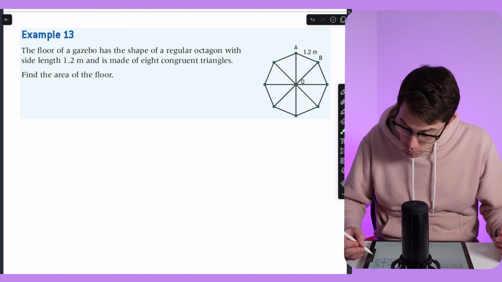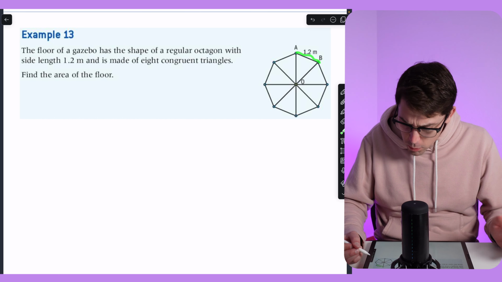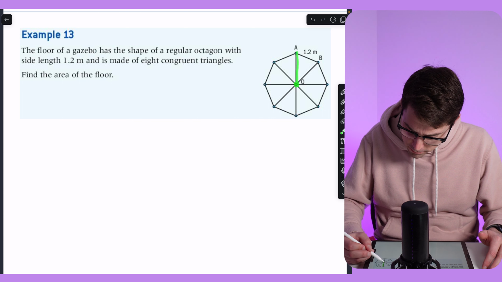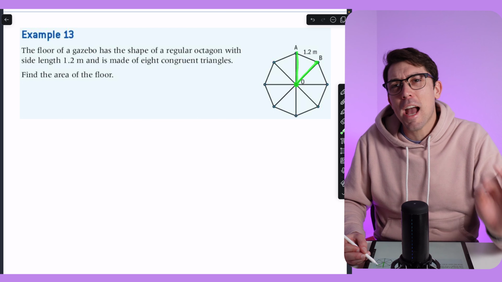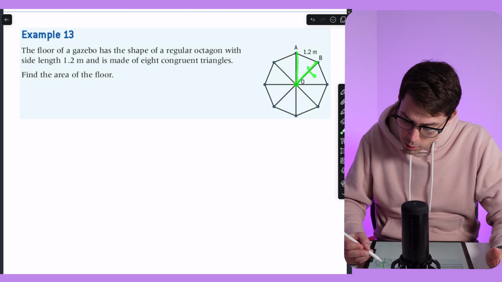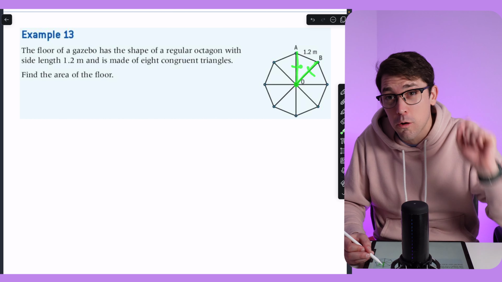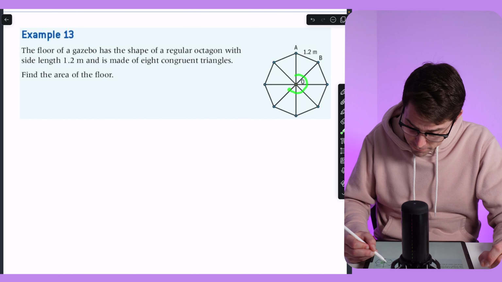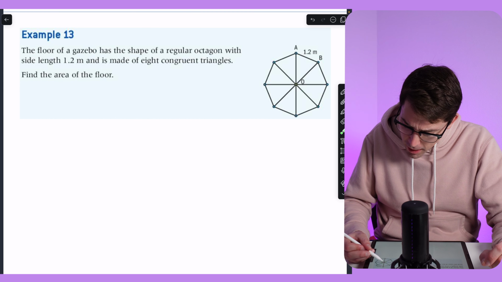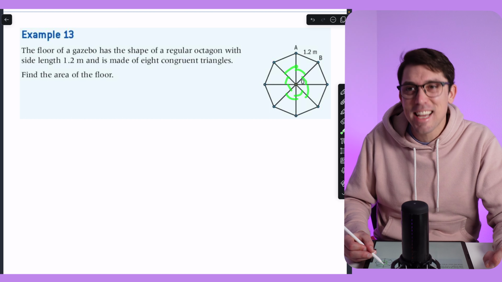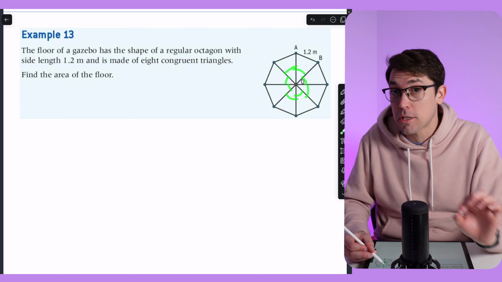Well, if we know that this is going to be 1.2 right here, what else do we know about this? Well, we know that the distance from here to here and here to here are going to be equidistant. They're going to be equal just by the nature of this shape. What that means is that we are going to have an isosceles triangle. That's going to be important to remember. What we also have is that in any circle we're going to have 360 degrees. But if you think about it, I'm splitting that 360 degrees into 1, 2, 3, 4, 5, 6, 7, 8 different sections. Equal sections because they're congruent.